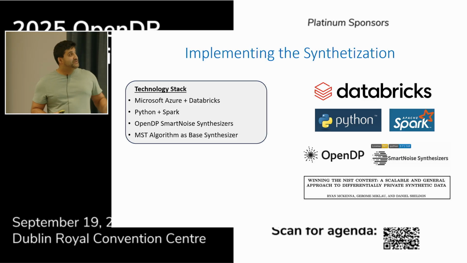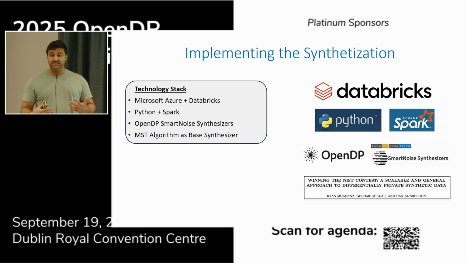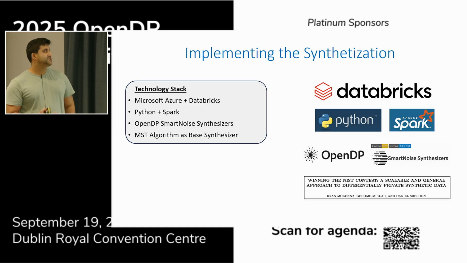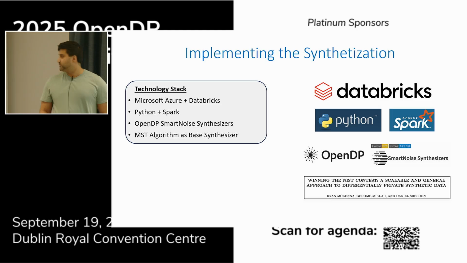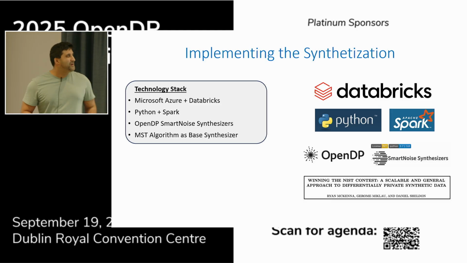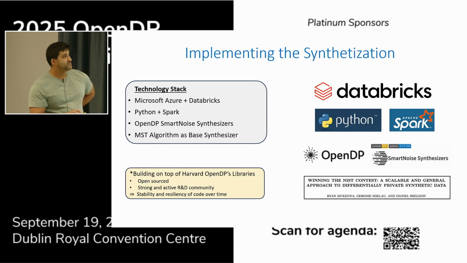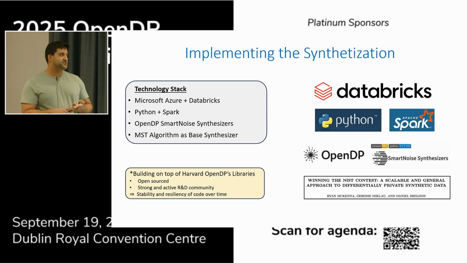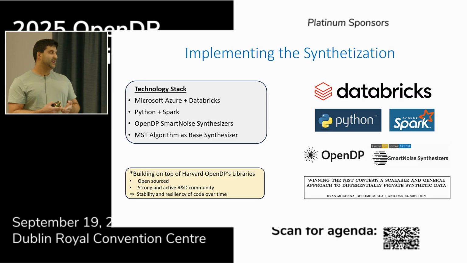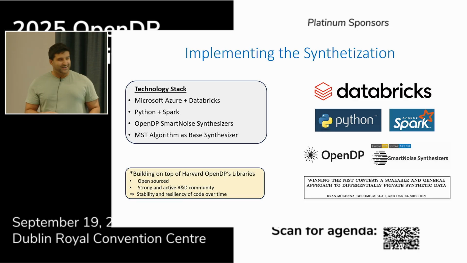The way we did this allowed us to use OpenDP as is and stitch things together very well. We use Microsoft Azure and Databricks because that's what we use at the United Nations. This was implemented with Python and Spark. And this is how we did it. I want to point out there were a few reasons we chose OpenDP. It's open source. There's a strong research and development community, so we believe there would be strong resiliency and existence of the code over time. Hopefully that's still true.